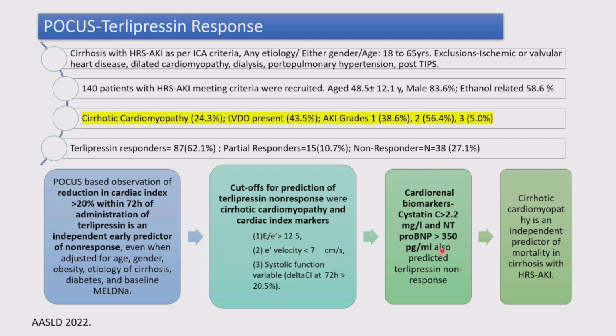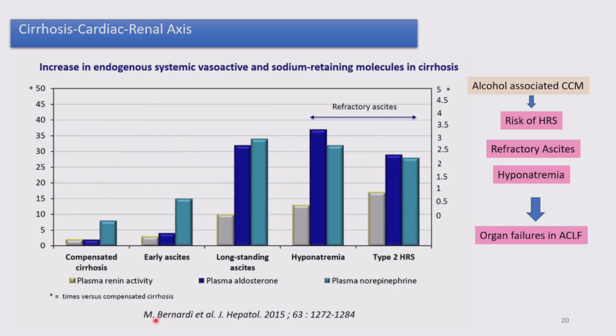Cardiorenal biomarkers, that is combining the use of NT-proBNP and cystatin C, were a good method of determining the patients who will not respond to terlipressin and should be switched to alternate therapies. This data suggests there's a cirrhosis to cardiac to renal axis because of the presence of the activation of RAS and systemic inflammation in the appropriate setting.